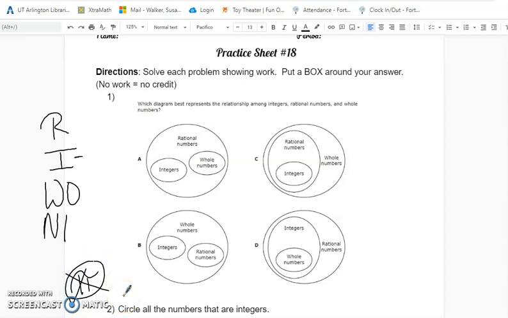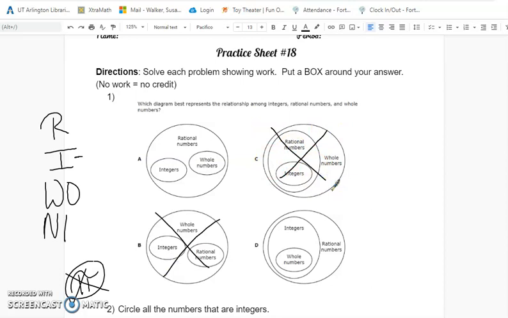So when we look at this, hopefully the first thing you can tell is it has to be A or D, because this and this one cannot be right, because rational is not the largest. Rational is the biggest category. So I'm going to cross these off. Then we have to look at these two.